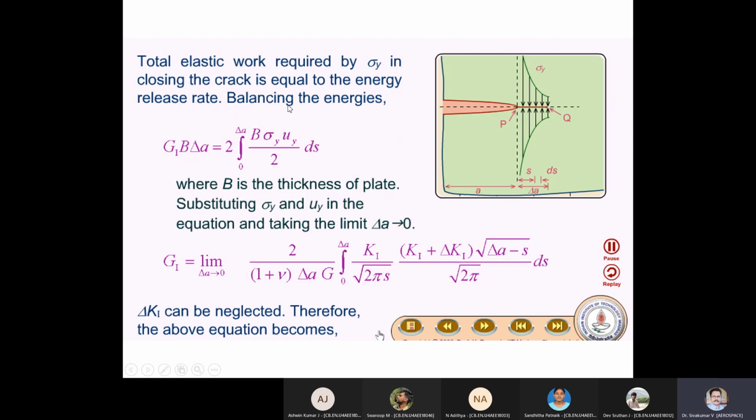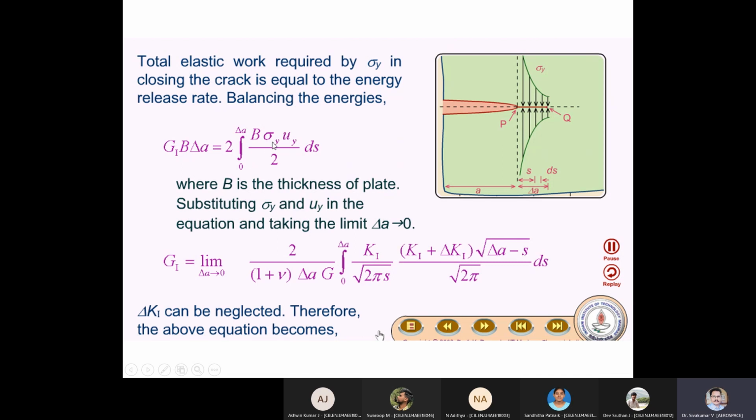This is the energy. Sigma y into Uy is the energy. I hope you know that strain energy is half into sigma y into Uy. This is the energy, but I need the total energy, so I need to integrate from 0 to delta A, because I have two surfaces, something like that. This is the resistance energy, and this is the strain energy created because of this particular system. B is the thickness of the plate.